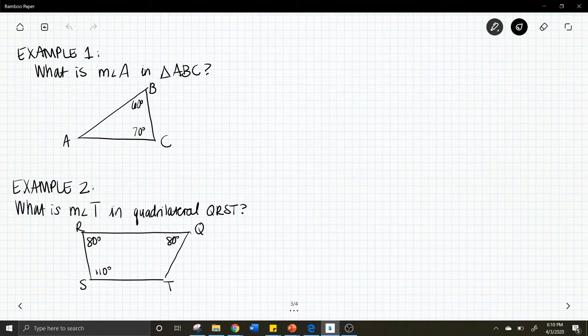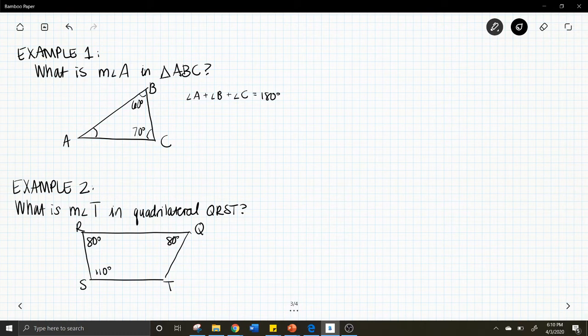Example 1. What is the measure of angle A in triangle ABC? Okay, so look at this example. We've got this beautiful triangle. We've got angles A, B, and C, and we have to figure out the missing measure. So remember, angle A plus angle B plus angle C will equal 180 degrees because the sum of the interior angles of a triangle is 180 degrees.